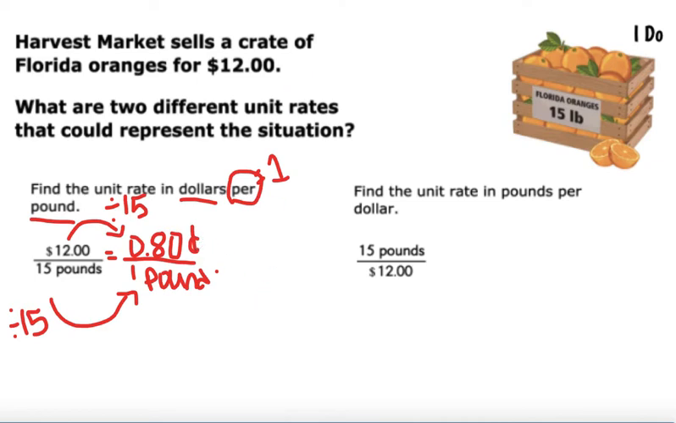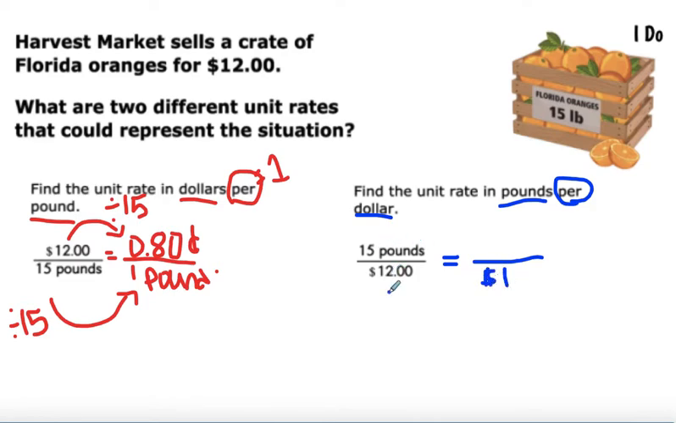Now, let's take a look at the second question. It says find the unit rate in pounds per dollar. Well, now I'm looking at how many pounds we get for $1. Well, let's take a look at my new proportion. Now I have money on the bottom. So that means I'm going to put my $1 on the bottom.